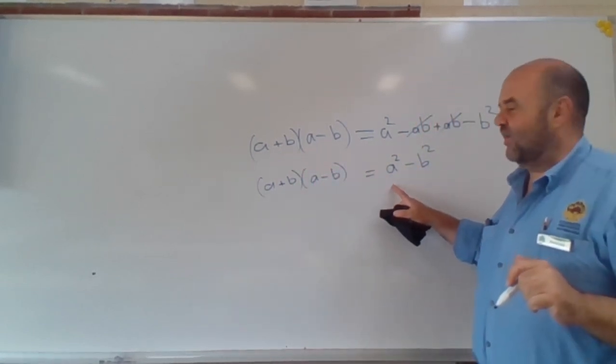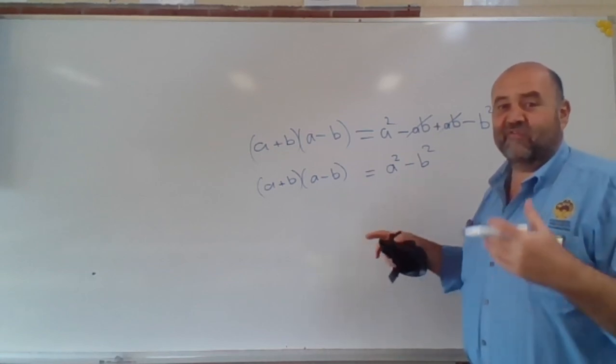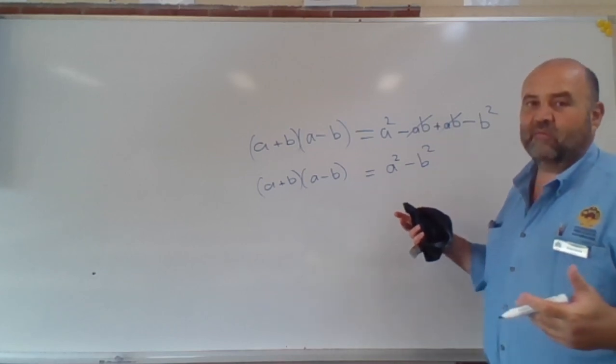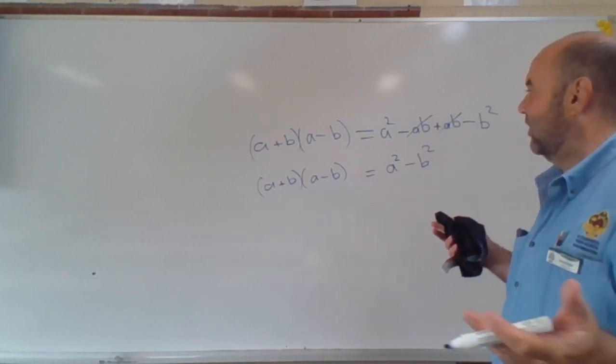So this is called a difference of 2 squares. A difference is, you might remember from primary school back, if you were fortunate enough to be back there when they taught mathematics.